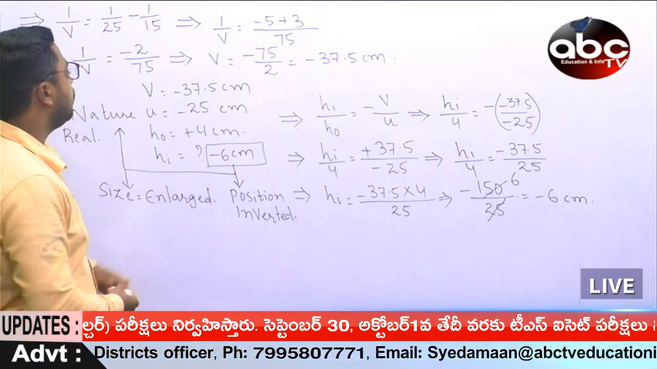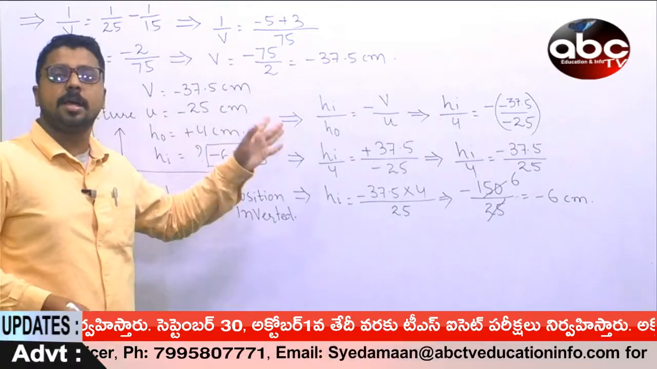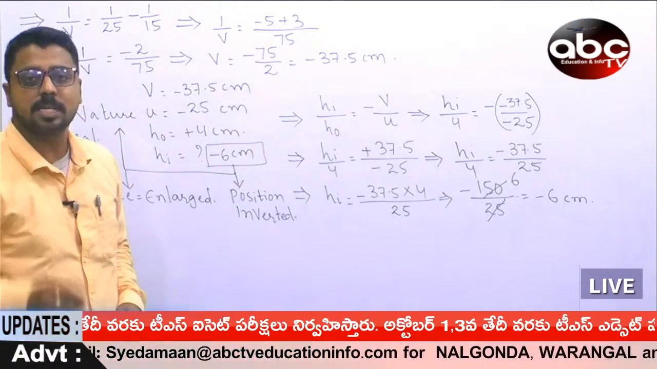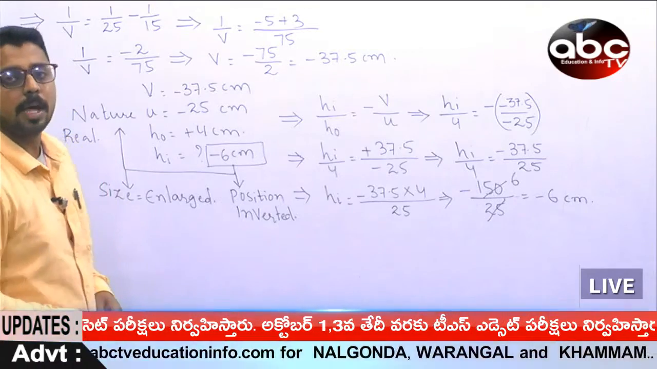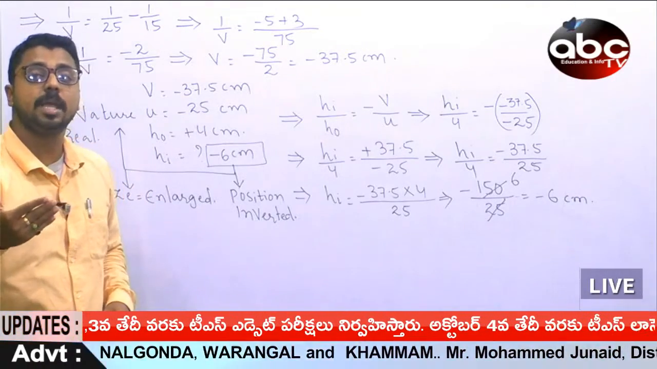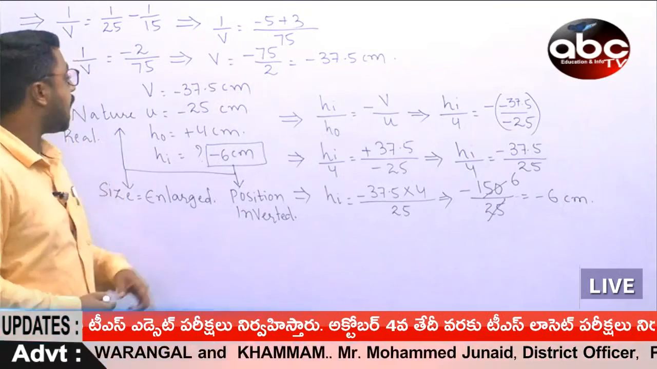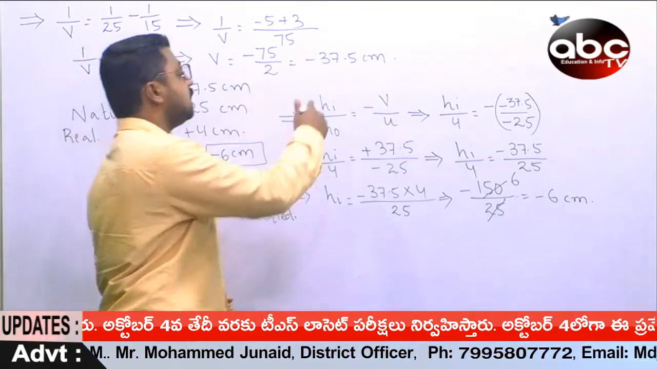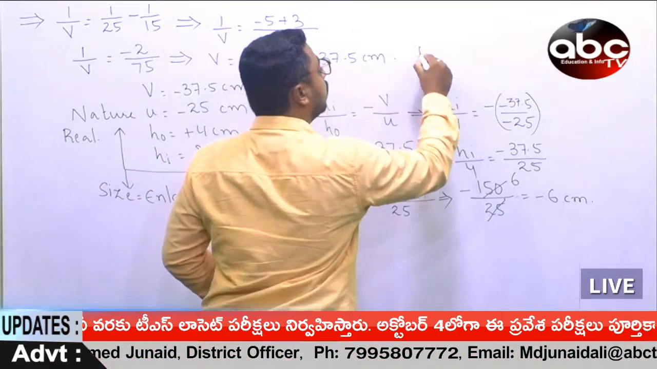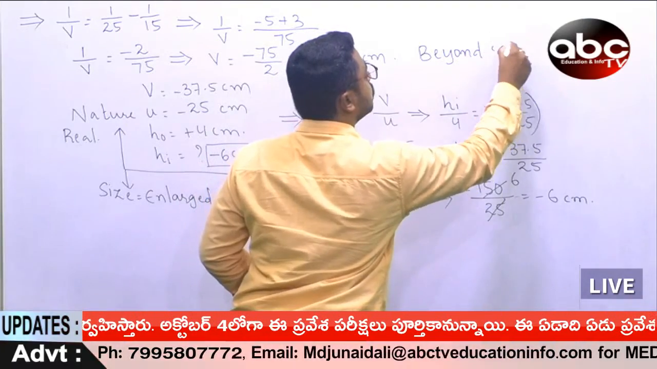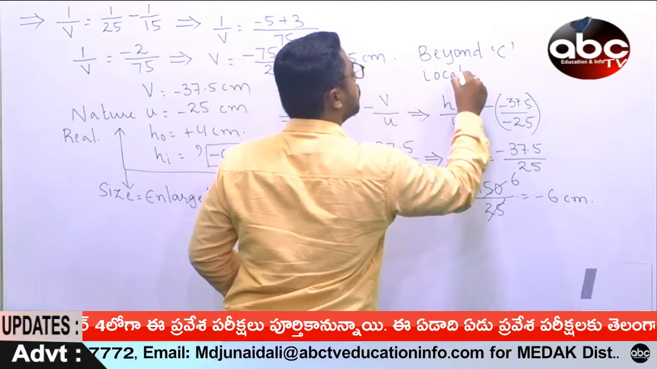At the same time, what about the position? It is not at the focal length. Where is the focal length? Focal length is 15 centimeters. Already it is given in the problem. Of course, the radius of curvature, the center of curvature, could be at 30 centimeters, and the value we obtained here is 37.5. That means it is beyond the center of curvature. We can locate it there.